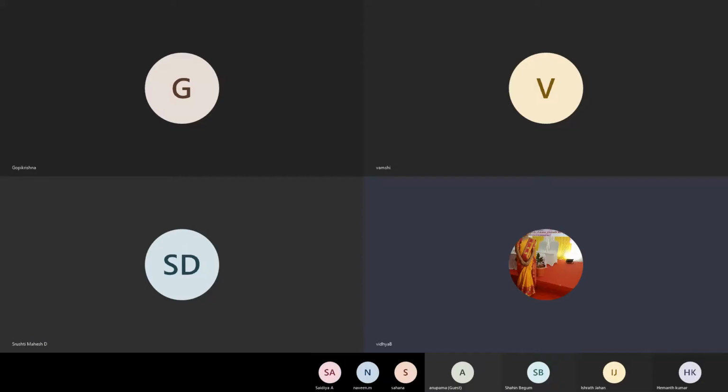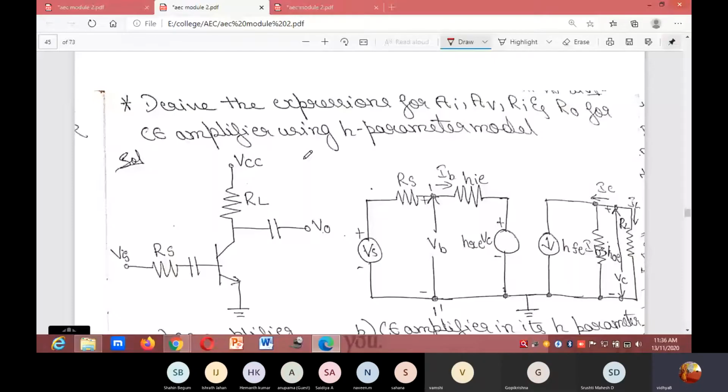Good morning, students. Today we shall discuss the derivation of the expressions for AI, AV, RI, and R naught for the CE amplifier using the h-parameter model. I have explained this already, but once again I am explaining.